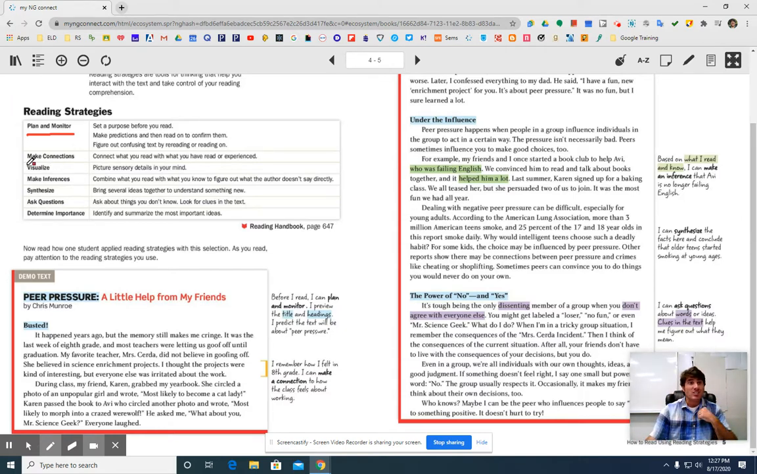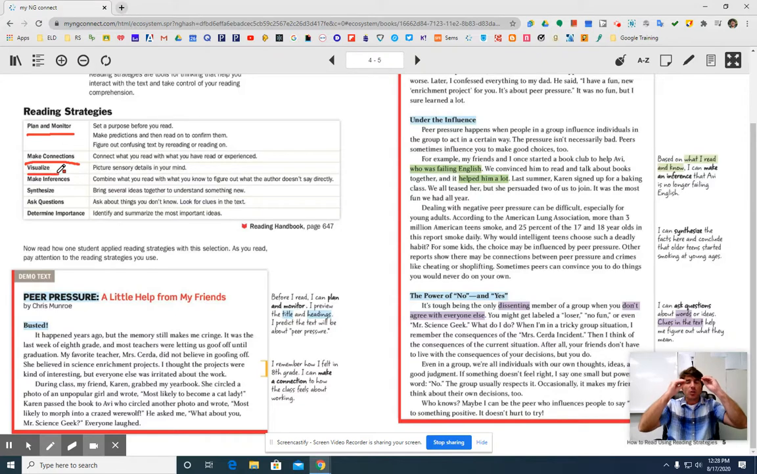Make connections. Sometimes you read a story and it reminds you of your own life. Or maybe it reminds you of your grandfather's stories. And readers, when we read familiar things like that, we understand the story much better. It gets into our brains a lot deeper. And so always be thinking, do I know a person like the character? Have I ever been in a similar situation?